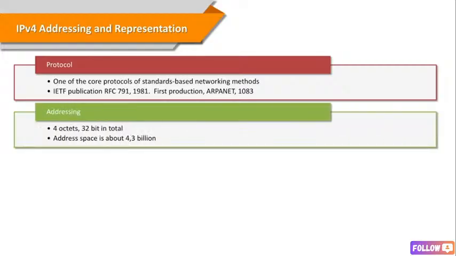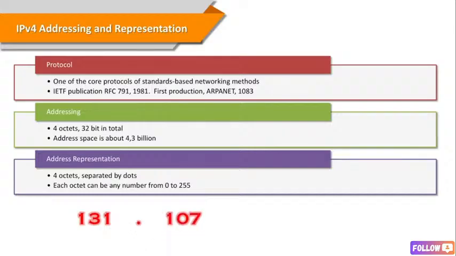With IPv4, each address consists of 4 octets. Octet stands for 8-digit binary numbers. So an IPv4 address is 32 bits in total. So that means we can theoretically address 2 to the power of 32 devices with IPv4. That means the address space of IPv4 is about 4.3 billion. Sounds like it's a big number, right?